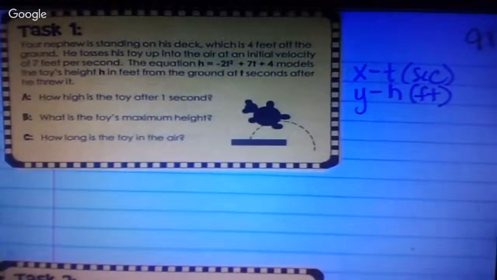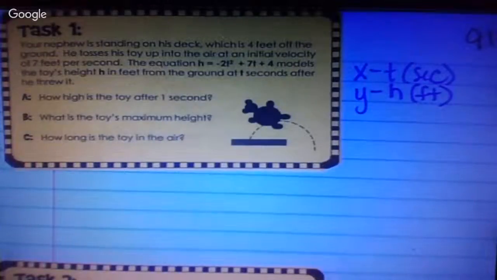Will we ever have to convert to inches? To seconds and inches? Sometimes, not usually. It's very rare that you have to convert from seconds to minutes or anything like that. Normally what it's in is what you're looking for.